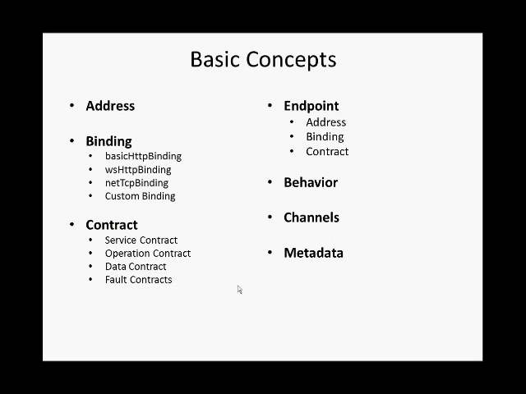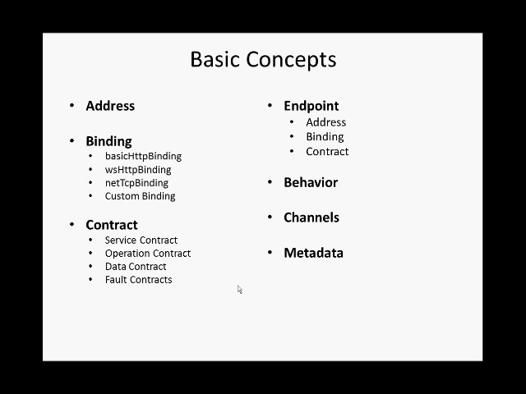With that, we reach the basic concepts of WCF. The basic concepts of WCF are address, binding, contract, then behavior, channels, and metadata. Address is nothing but a URL you use to access a WCF service. As I said, a WCF service can be hosted with IIS, with a Windows service, or anywhere. But whatever it is, we should allocate an open port in the server so that the client can communicate with the server, and that will surely be through the name of the machine, which we call a URL. So address is a URL which a client can use to access a WCF service.